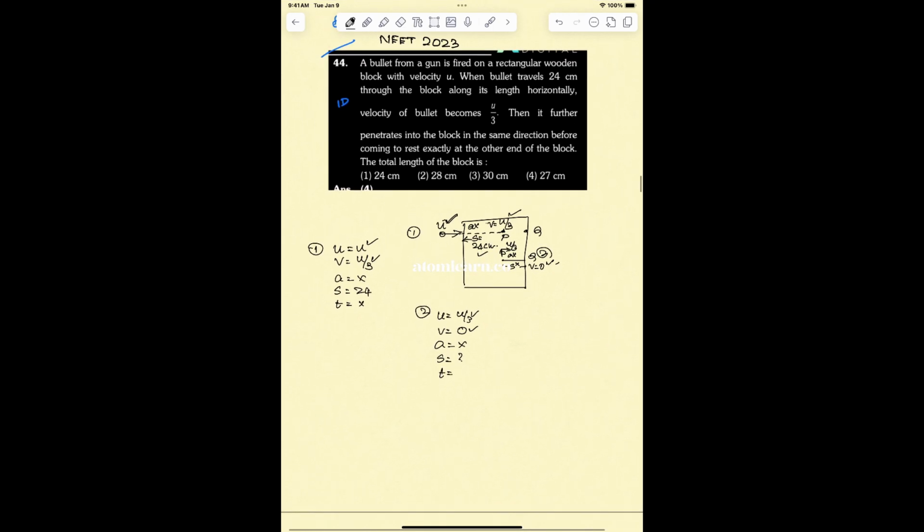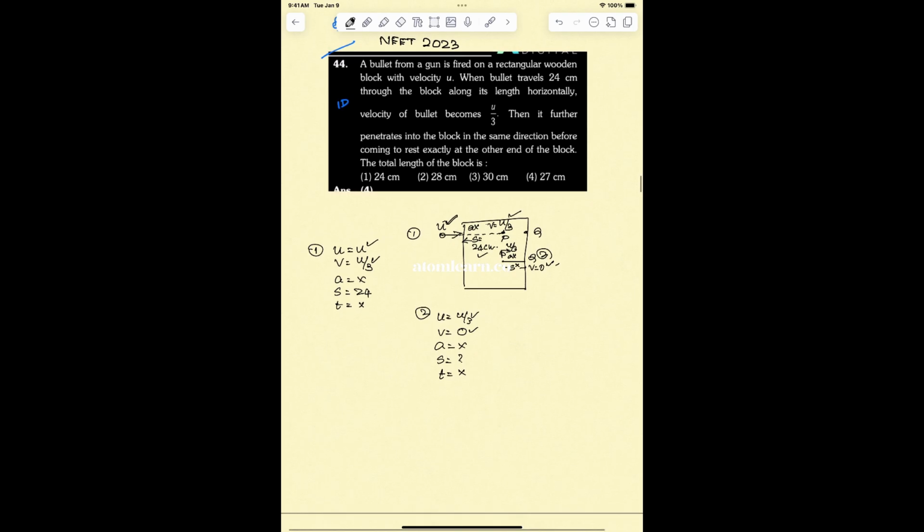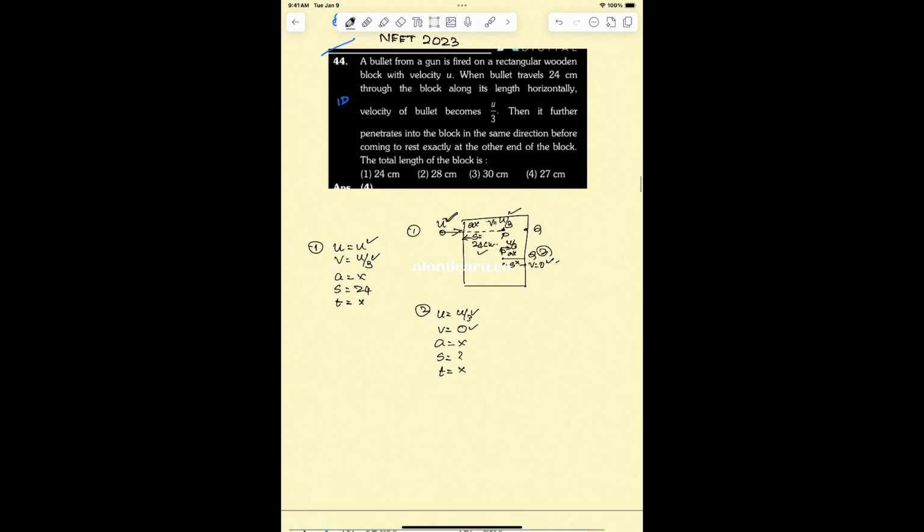S is not given. Of course, T is also not given. Therefore, these are the two sets of data which are given. Let's now put down the variables here: U, V, A, and S. U, V, and S are given. Therefore, now we are going to find that. You can find the T or you can find the A.